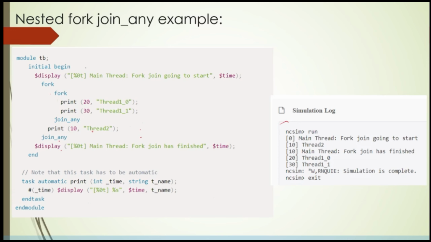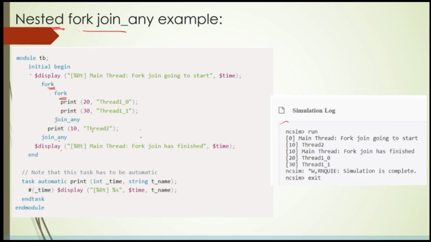In yesterday's session we discussed fork join any, like how it works when we are using fork join any. In today's example we are discussing nested fork join any. That means within one fork we can write another fork. In this way we can nest any number of forks. So when you are using nested fork join any, how can we analyze the code, and what is the output that we are expecting from this particular example.